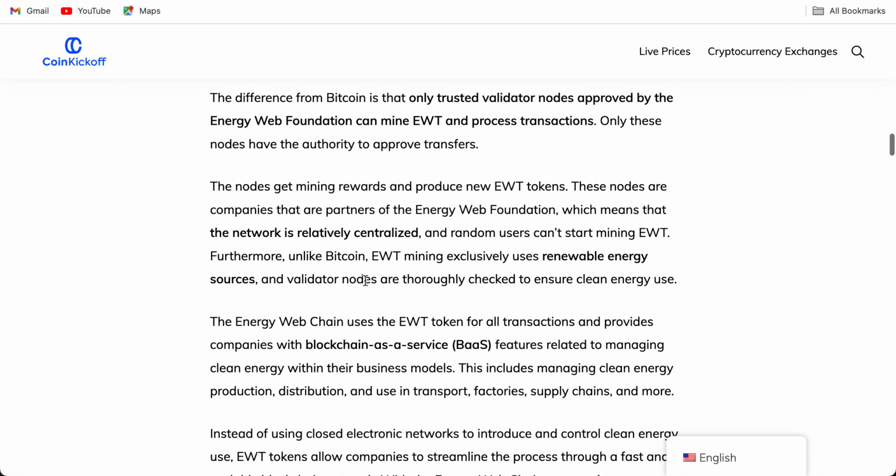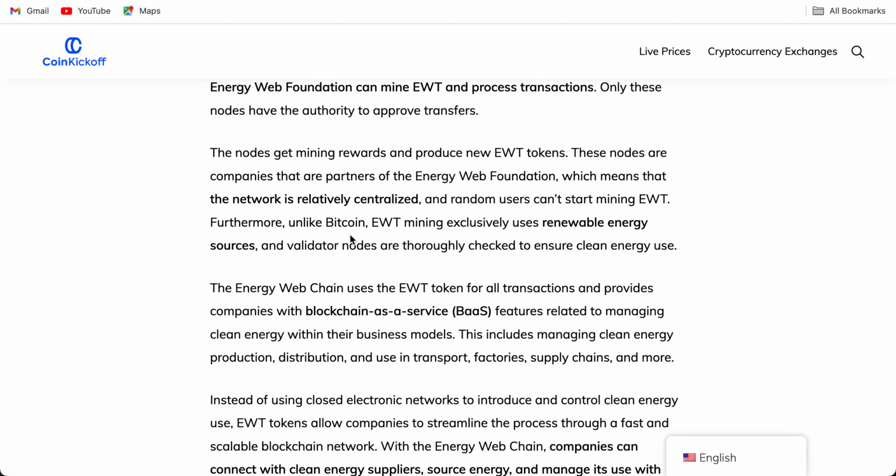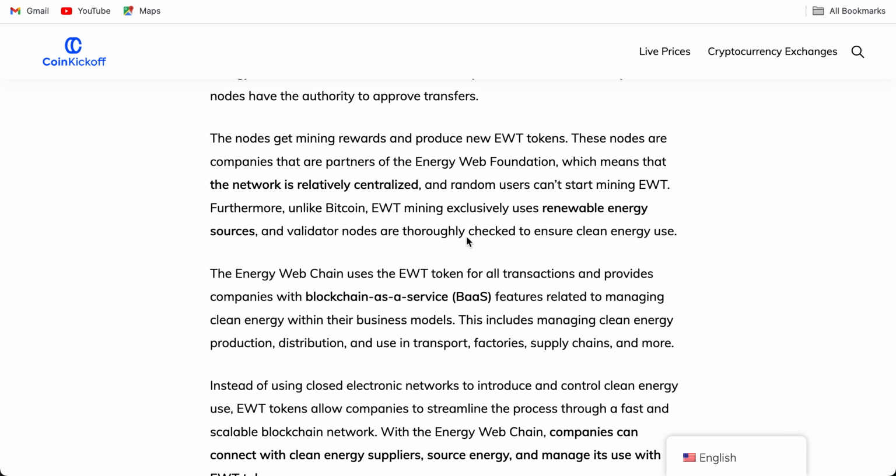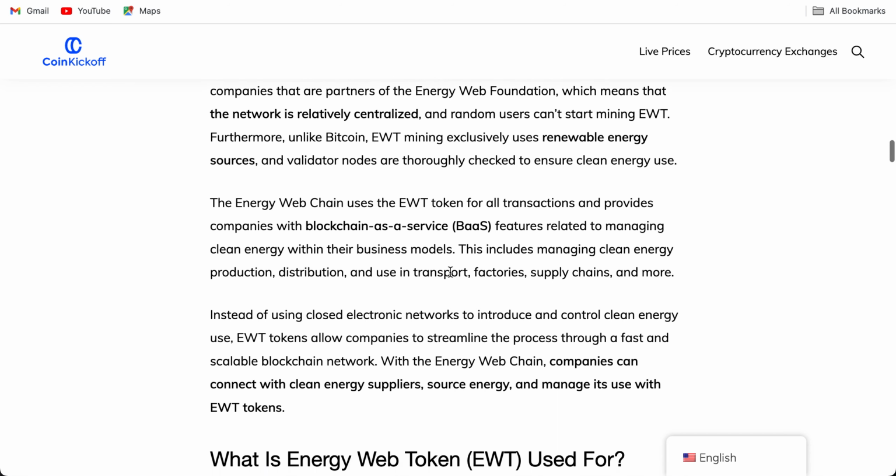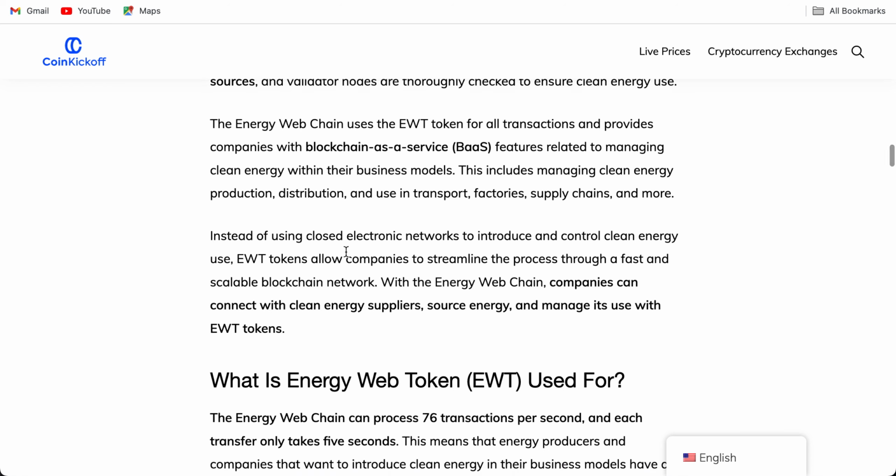These nodes are companies that are partners of the Energy Web Foundation, which means that the network is relatively centralized and random users can't start mining EWT. Furthermore, unlike BTC, EWT mining exclusively uses renewable energy sources, and validator nodes are thoroughly checked to ensure clean energy use. The Energy Web Chain uses the EWT token for all transactions and provides companies with blockchain as a service features related to managing clean energy within their business models. This includes managing clean energy production, distribution, and use in transport, factories, supply chains, and more.